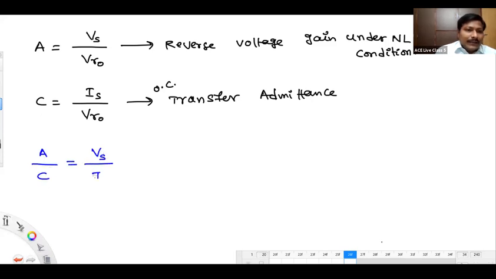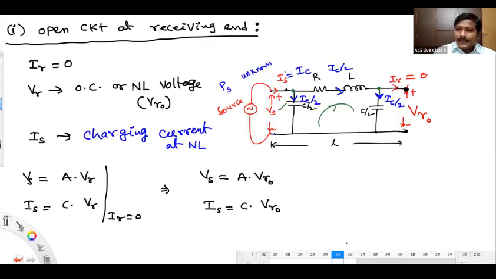Vs by Is, na? VR0 will cancel out and it will be Vs by Is by keeping that receiving end current as 0. What is this Vs by Is actually? Input voltage by input current means it is input impedance.